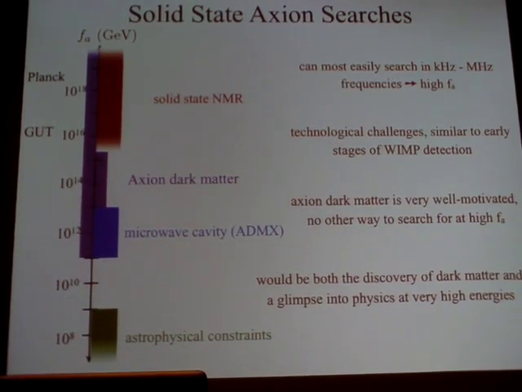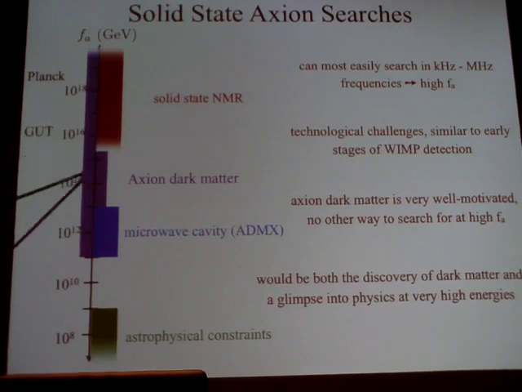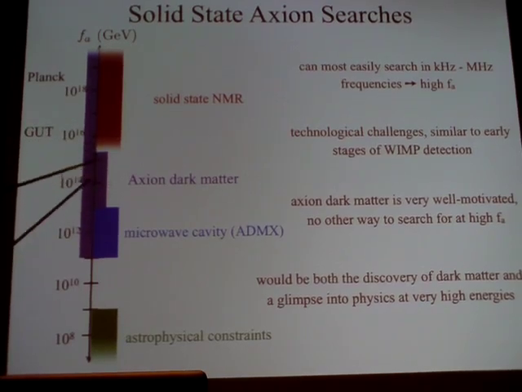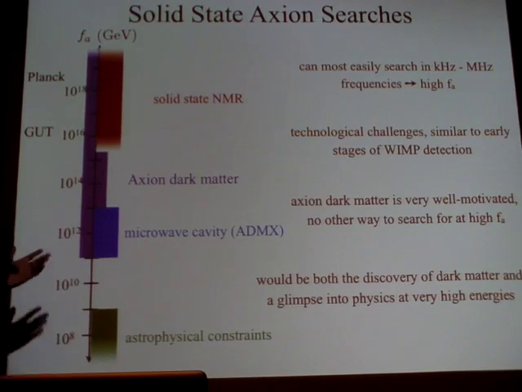There are a lot of benefits, long coherence time, things like that, that make this a much easier parameter space for us to probe than lower values of FA or higher masses. Undoubtedly, there are technological challenges. I'm not going to say everything is easy, but this seems like a pretty promising direction. Okay, thank you.